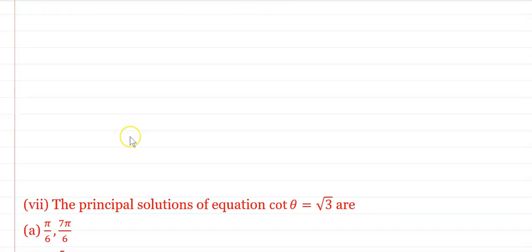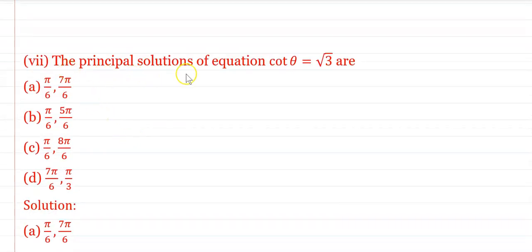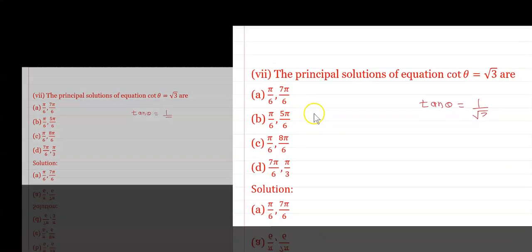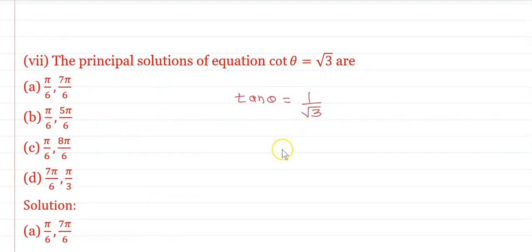Next, the principal solutions of the equation cot theta is equal to root 3. Okay, now cot theta is equal to root 3, we can write here, tan theta is equal to 1 upon root 3. Okay, tan theta is equal to 1 upon root 3. And this is nothing but tan of pi by 6. Tan pi by 6 means what? 1 upon root 3.